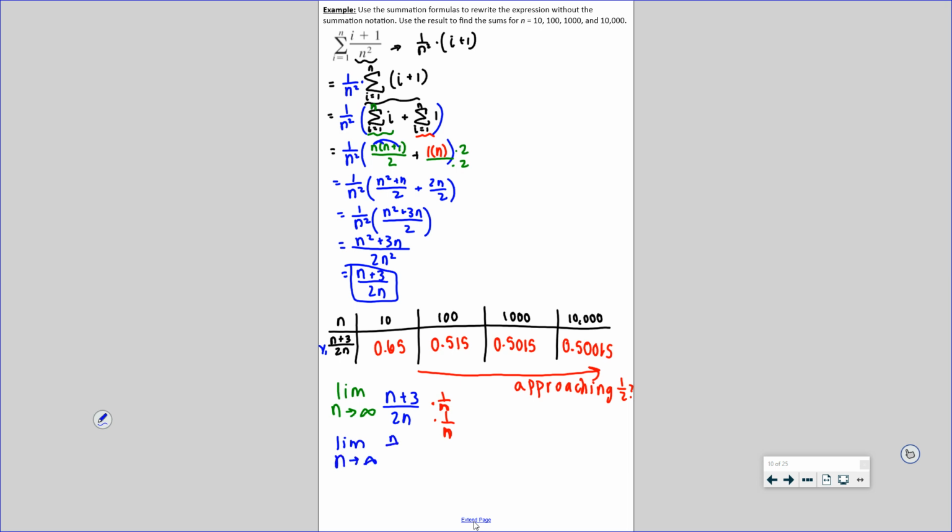All right, so that would become n over n. And then Delaney, what you said about as n gets really, really large, that's going to come into play next. 3 over n. And my denominator, 2n over n. Okay, so let's go ahead and plug in infinity. Obviously, that simplifies to 1. 3 over a really, really large number is going to go to 0. 2n over n is just 2. So, Dalton, you're right. It is going to approach a half.